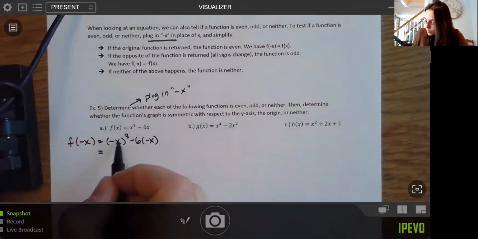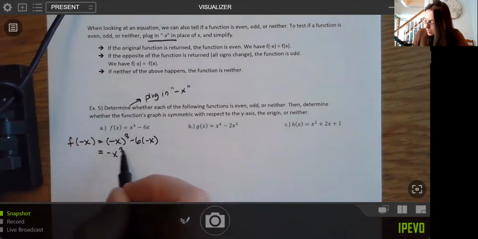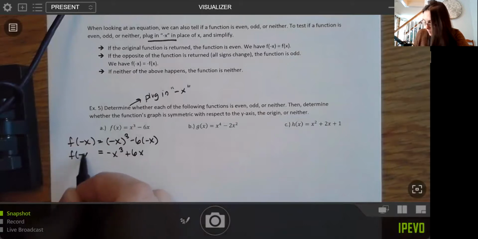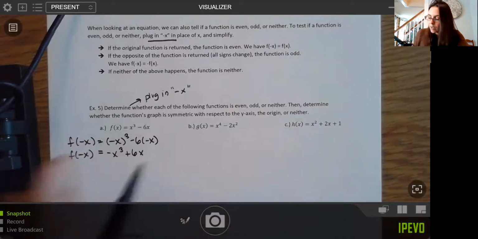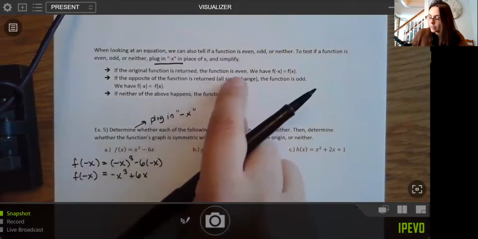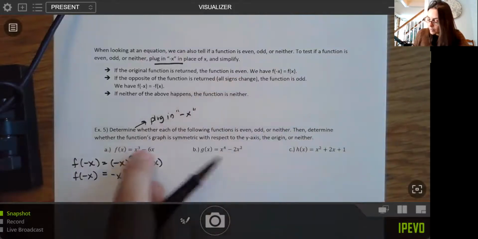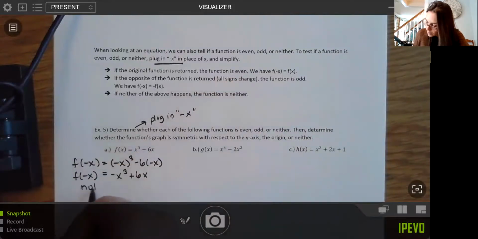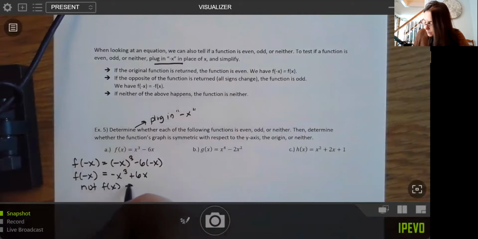So negative x cubed is just negative x cubed. Here I have a positive 6x. Okay, so notice, first of all, it's always easy to check for even first. This is not the same as the original function. So this is not the original function f of x. So it's not even.